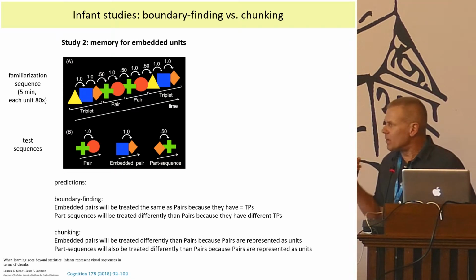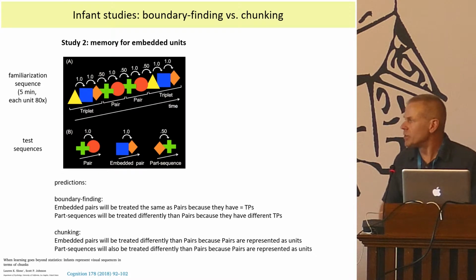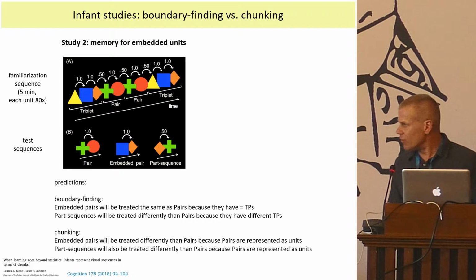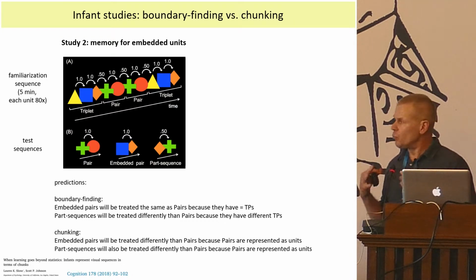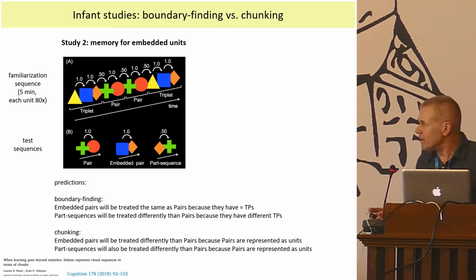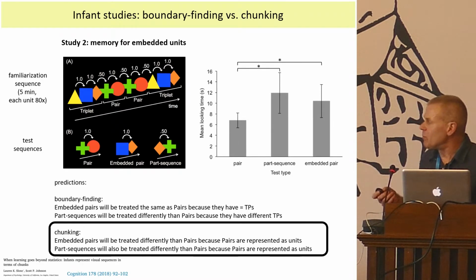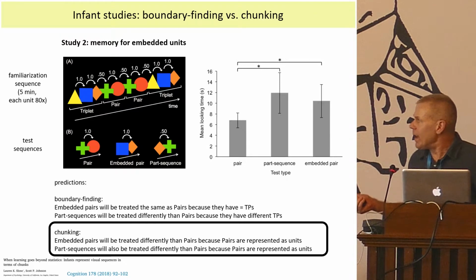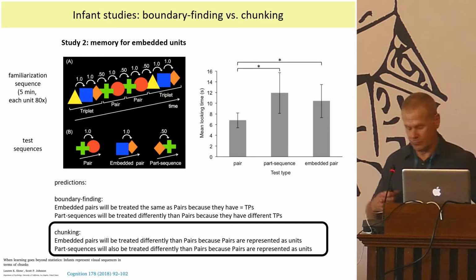So again, the boundary finding model would suggest that embedded pairs will be treated the same as pairs because they have equivalent transitional probabilities, and part sequences will be recognized as different. The chunking model, in contrast, would suggest that embedded pairs will be treated differently than pairs because embedded pairs wouldn't be recognized in the same way. And what we found was, in this case, babies showed a novelty preference for both the part sequence and the embedded pair. In other words, they considered the pair as different than the part pair, consistent with the chunking model.